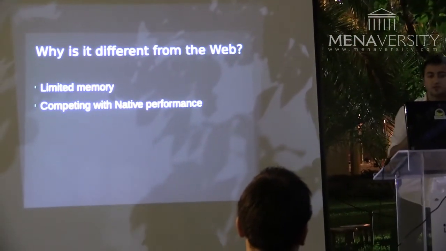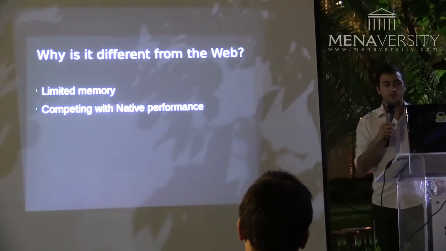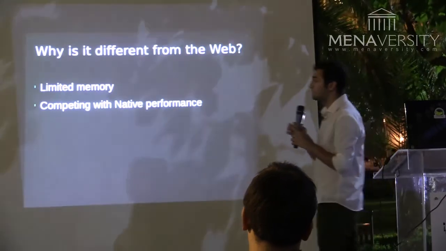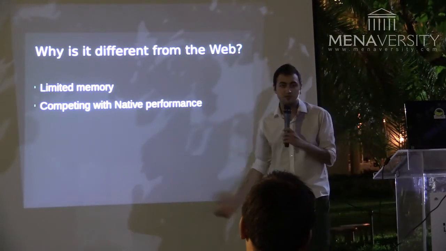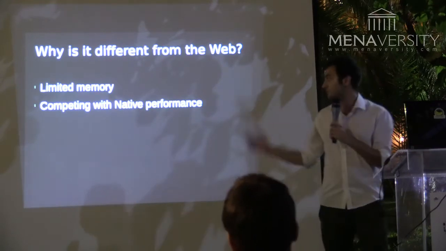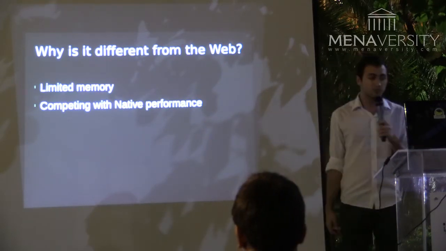JavaScript for mobile devices. So why is it really different from the web? We've seen from the previous example that we are using JavaScript to compete with native performance that the user is expecting. That's challenging. And it gets tougher because of the limited amount of memory we have on mobile devices.